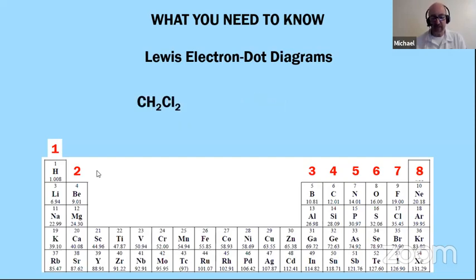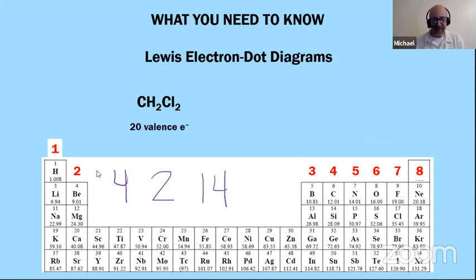All right, here we have CH2Cl2. Okay, so dichloromethane. Carbon is 4. Each hydrogen is 1, and we have 2 of them. Each chlorine is 7, and we have 2 of them. So a grand total of 20 valence electrons.